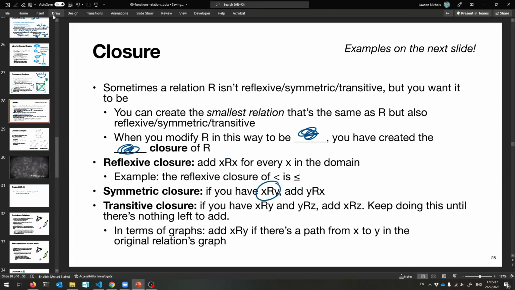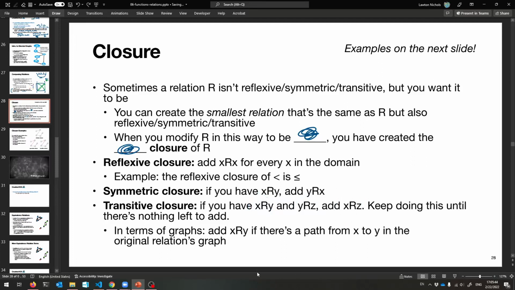Symmetric closure. That just means if you have xry, add an arrow in the other direction. Make yrx. You're forced to have that. That's what it means to make the symmetric closure. Those are the arrows you have to add. Then finally, for transitive closure, just notice if you have xry and yrz, you must add xrz. Keep doing that until there's nothing left to add. That might end up giving you some reflexivity, right? Remember all that?